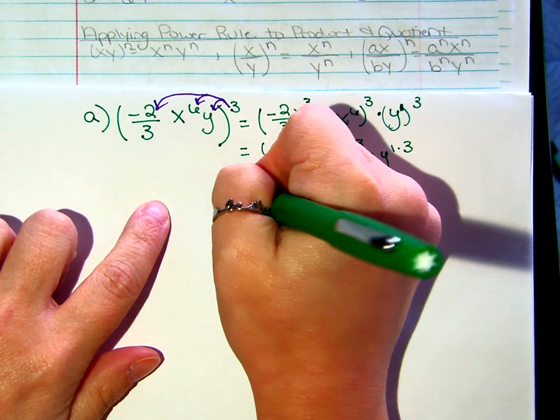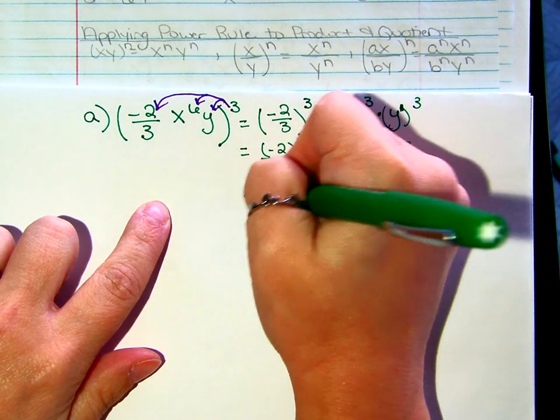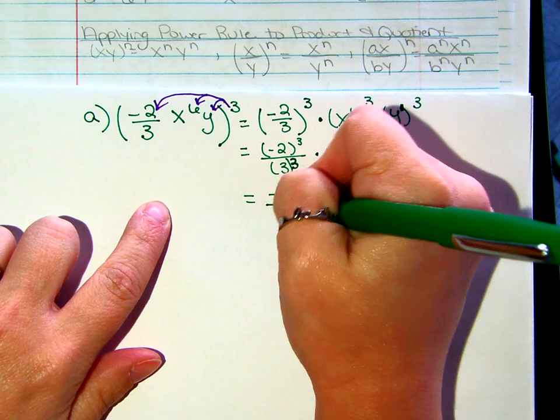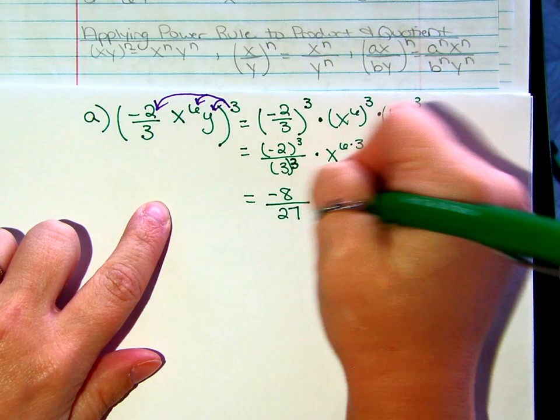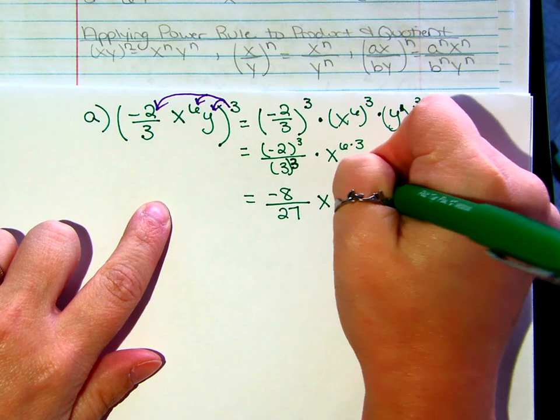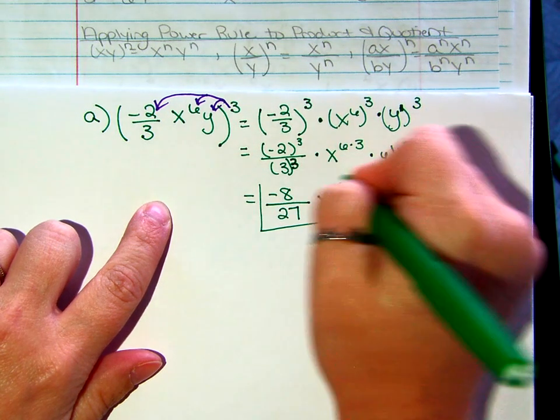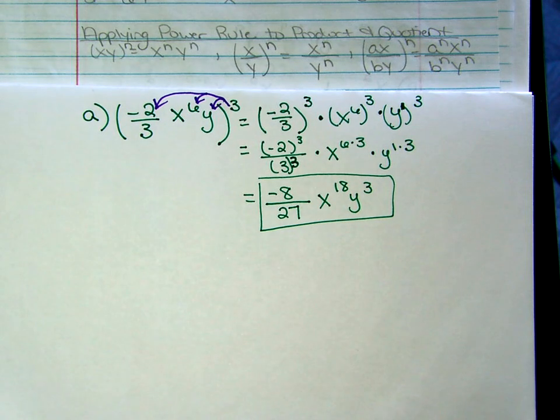Negative 2 to the 3rd power is negative 8. 3 to the 3rd power is 27. Then we had x to the 18th, y to the 3rd. Obviously, this one's a little bit more complicated than just x to the 6th to the 3rd. When we start adding numbers and exponents and things like that, it gets a little bit more time consuming. Are there questions on this one?